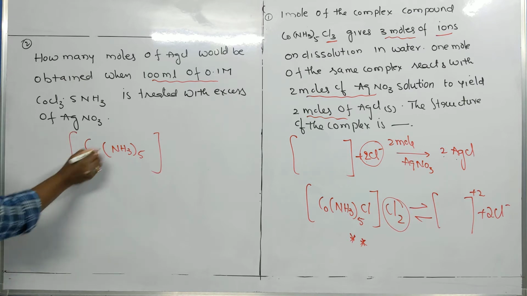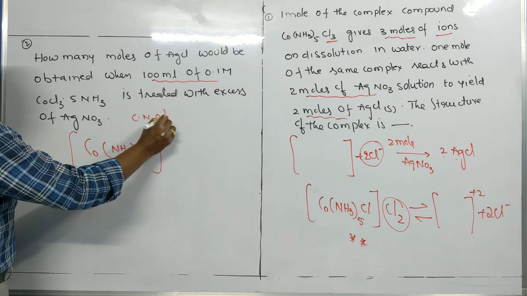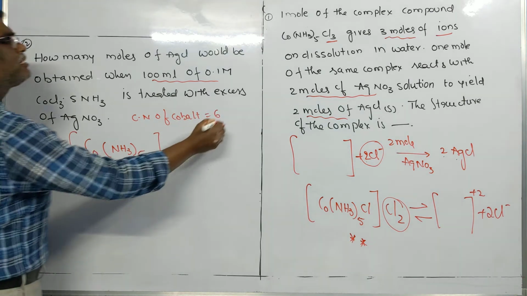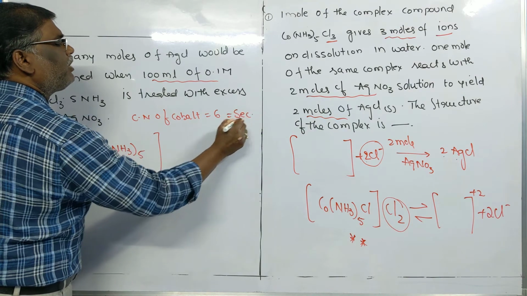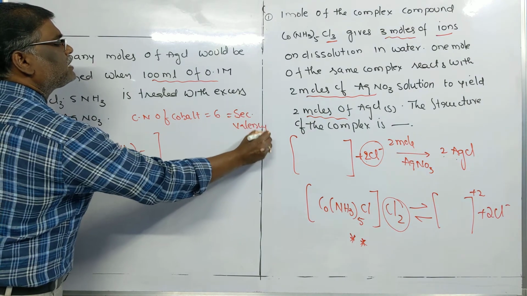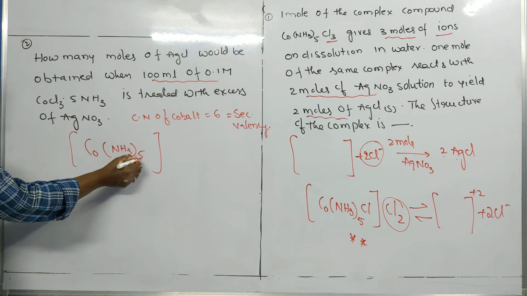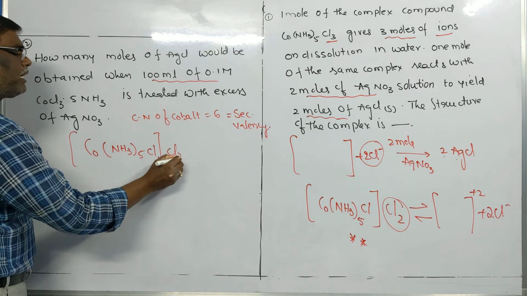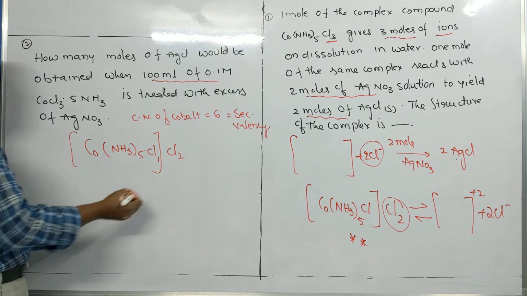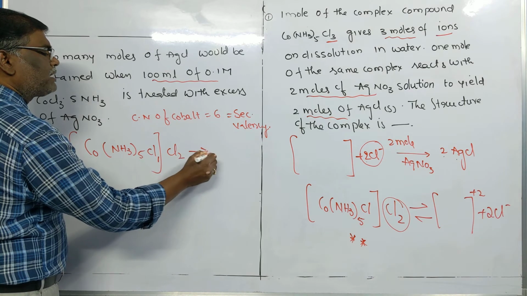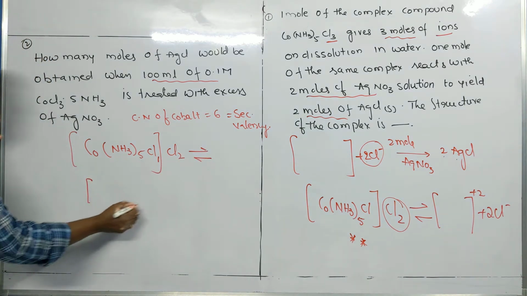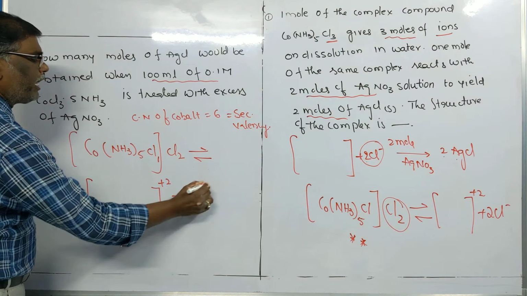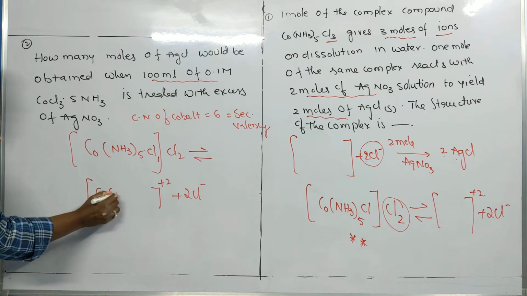The coordination number of cobalt is 6, which is also taken as the secondary valency. So already 5 are there, 1 more is required. That's why 1 chloride is inside, and 2 chlorides are outside the complex. This complex ionizes to give a complex with 1 positive charge and 2 chloride ions.